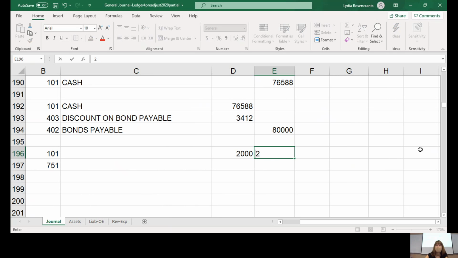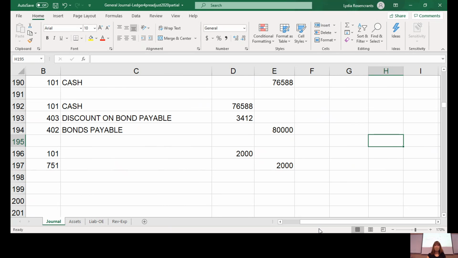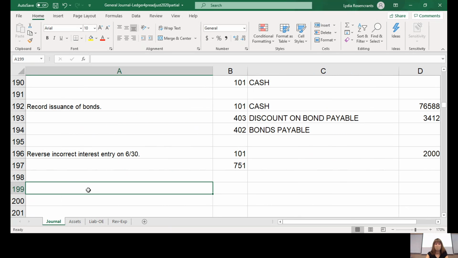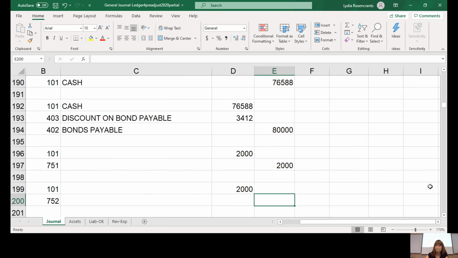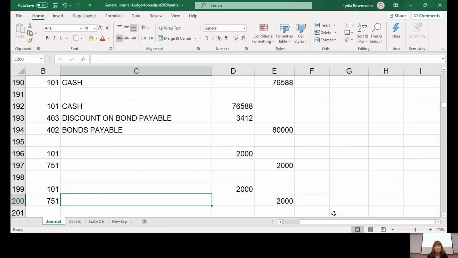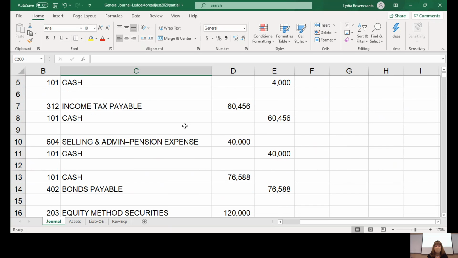Oh, no. No. Okay. And then we make that exact same entry again. So that's a 101 and a 751 for 2000. I did indeed. Thank you. Really not having a very good day on this. All right, let's process those.